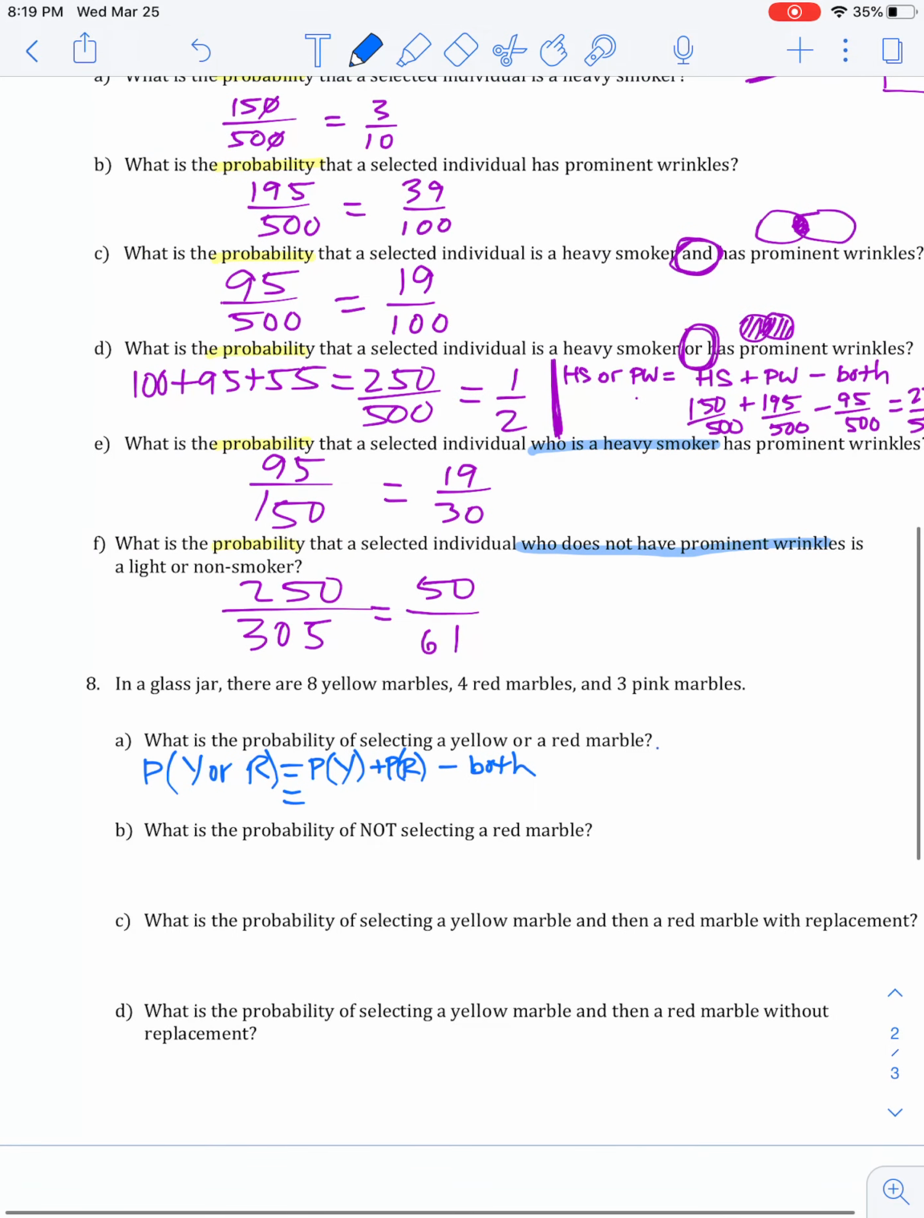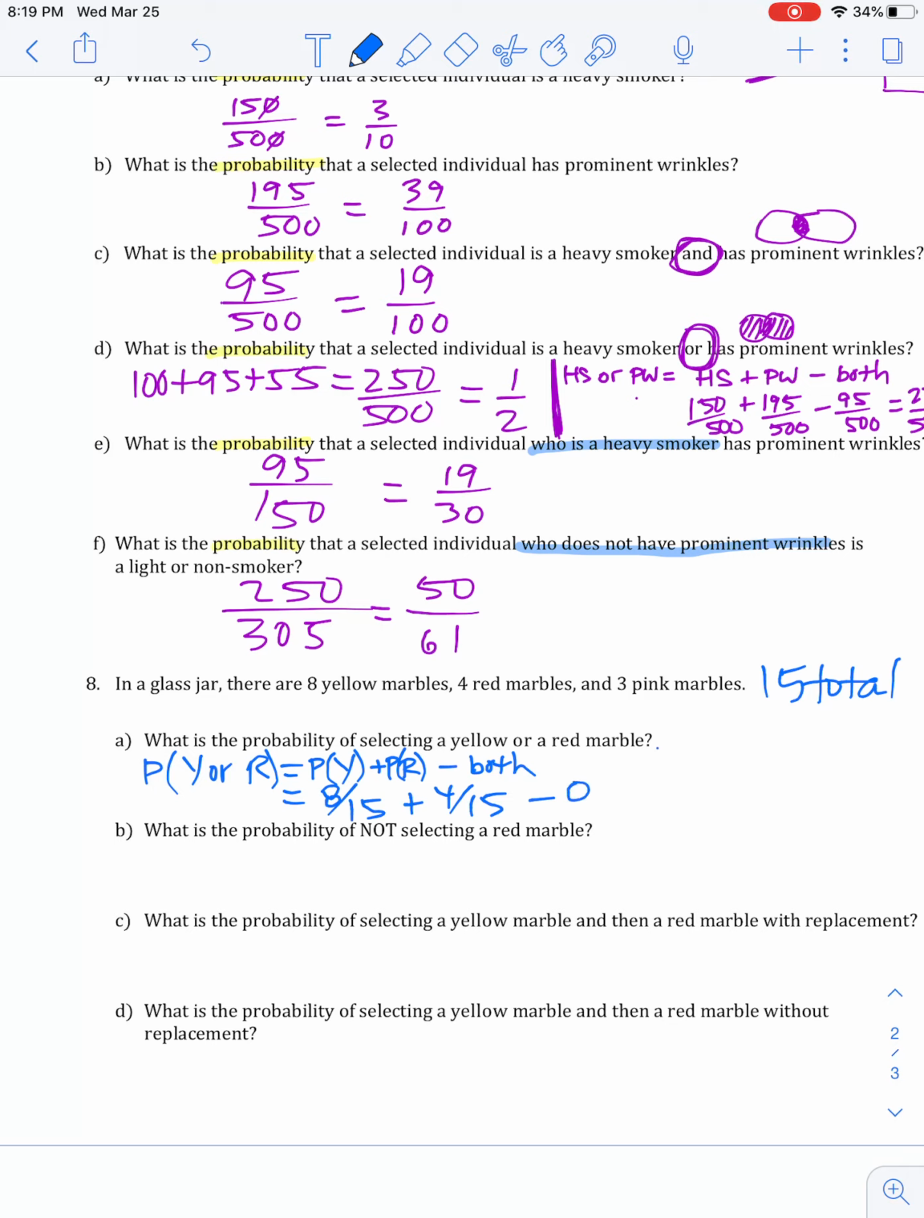Well, the probability of yellow is 8 out of, what's our total here? We have 8 plus 4, which is 12, plus 3, which is 15. So I have 8/15ths plus the probability of red. There are 4 red out of 15. Minus, what's the probability of a marble that is red and yellow? 0.